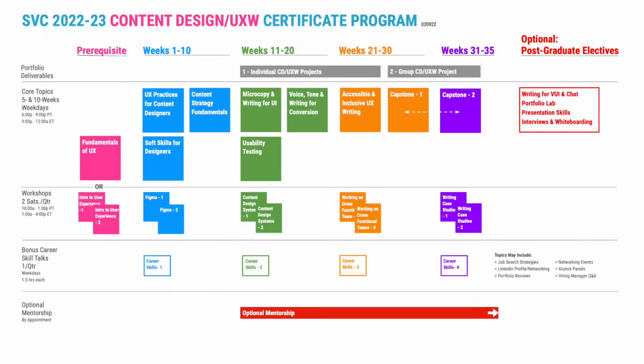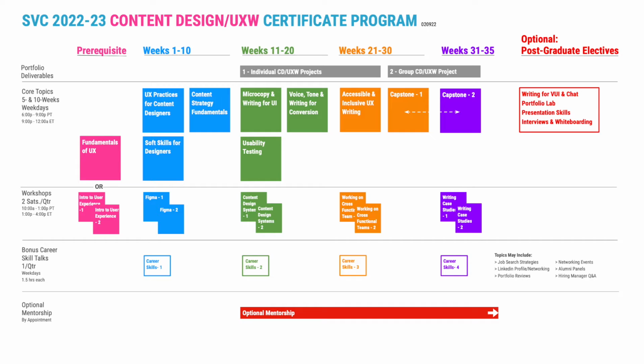I'm the director of SVC, and I'd like to take you through the course track for the Content Design and UX Writing Certificate Program. First, let me just explain that the big squares here each represent a 5-week evening class. Those classes meet from 6 p.m. to 9 p.m. Pacific Time, and because they're 3 hours long, 5 times, that's a total of 15 hours for each one of those big squares.